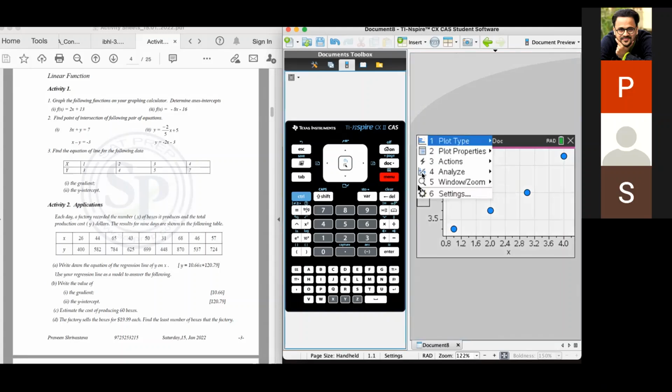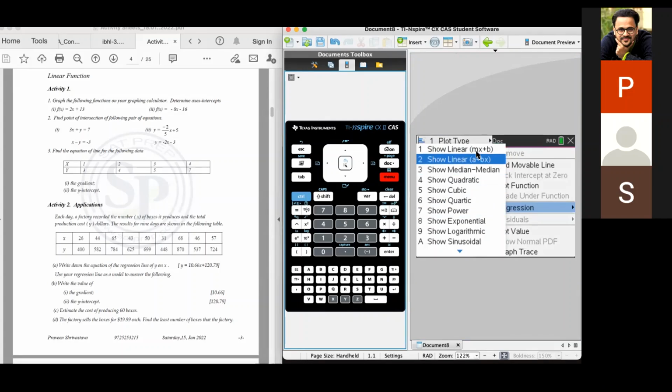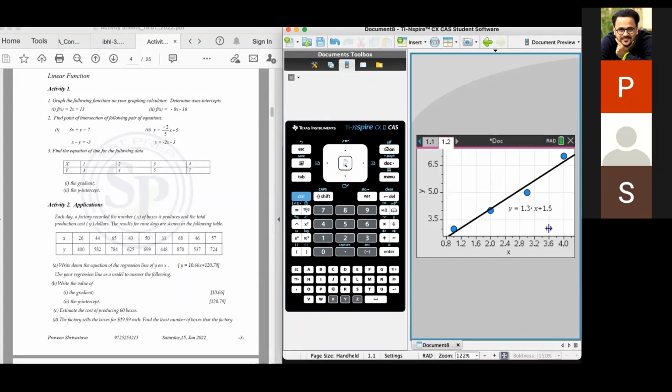Now we need to find the line of best fit. So this way you can get the line of regression where the gradient is 1.3 and the y-intercept would be 1.5. So whenever the data is provided, we can use this.